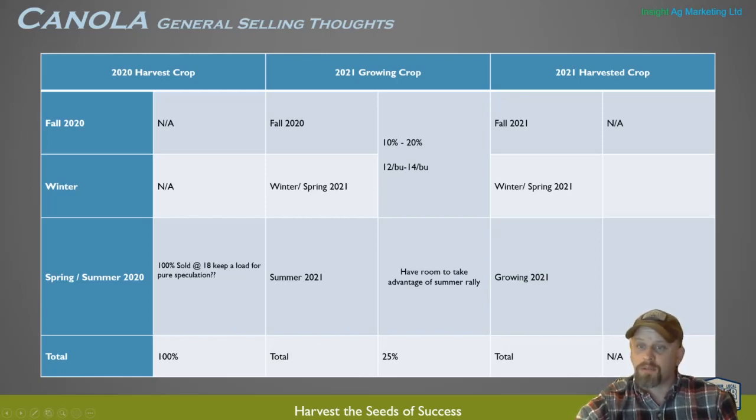And for summer 2021, let's see what happens. This could be really exciting, and you definitely want to have a bit of room in your booking profile that you can actually take advantage of if there's any summer rallies. Because remember in 2011 when the wheat rallied up to $9 for about 2 weeks, that was exciting times, right?